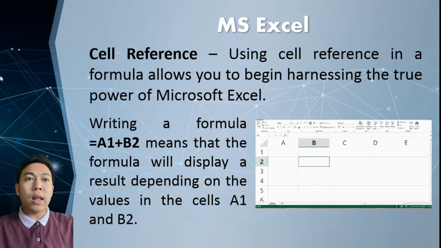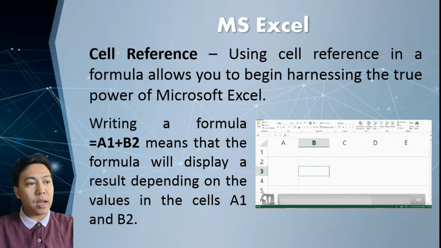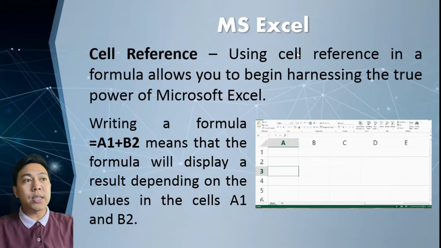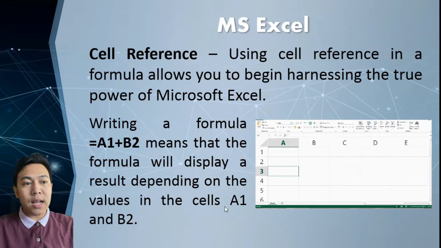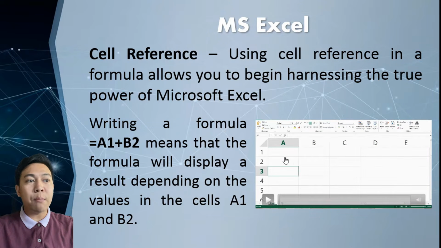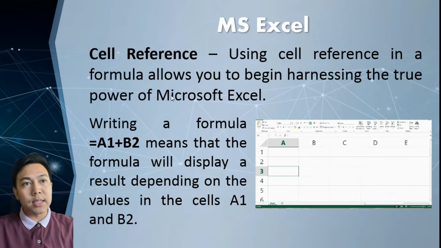We also have what we call cell references. As you can see here on the short clip, we have different cell references. Using a cell reference in a formula allows you to begin harnessing the true power of MS Excel. Writing a formula A1 plus B2 means that the formula will display the result depending on the values in cells A1 and B2. For example, if A1 is 1 and B2 is 2, you will get 3 with this formula. That's how we use our cell reference.